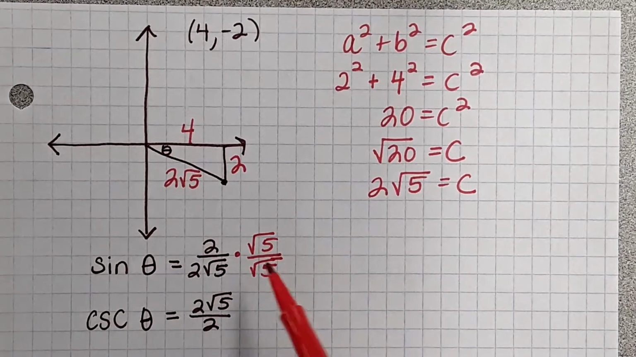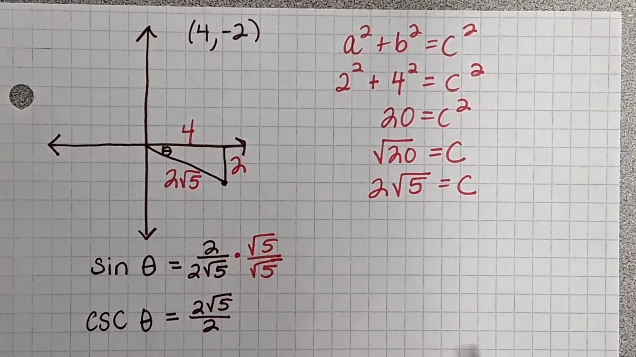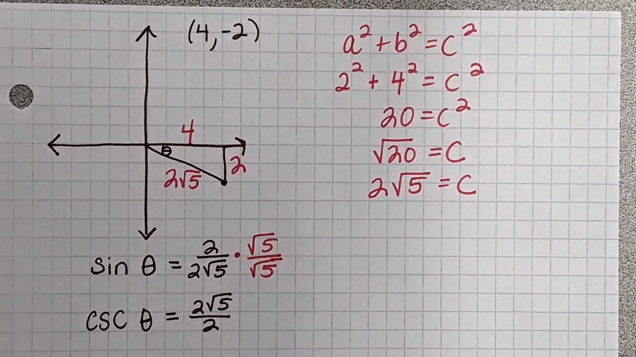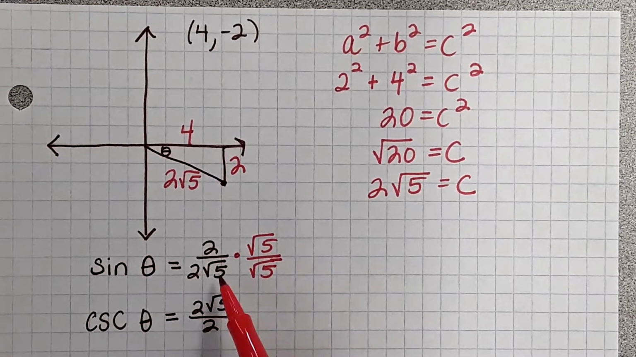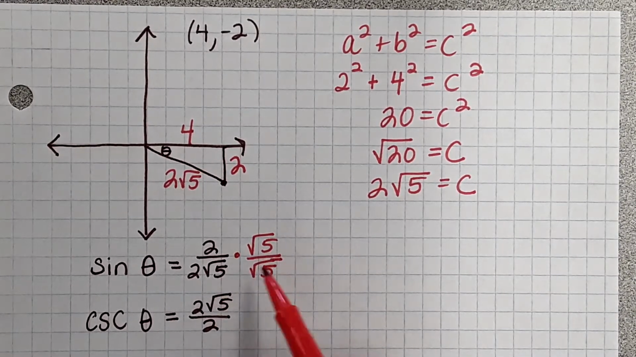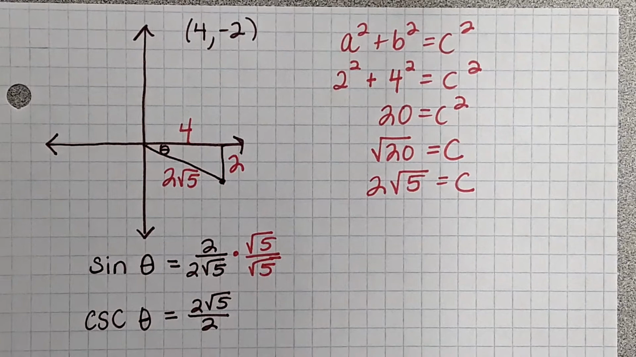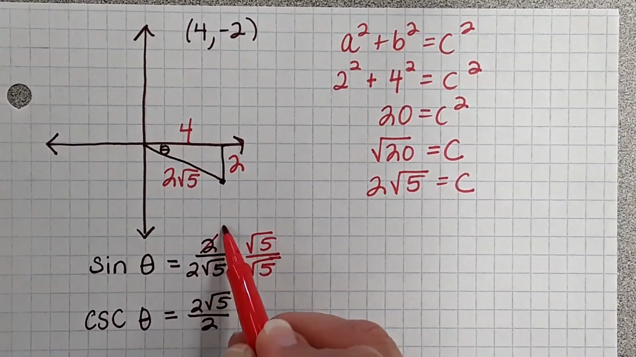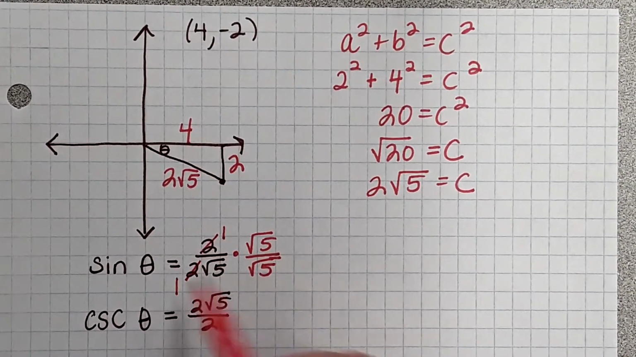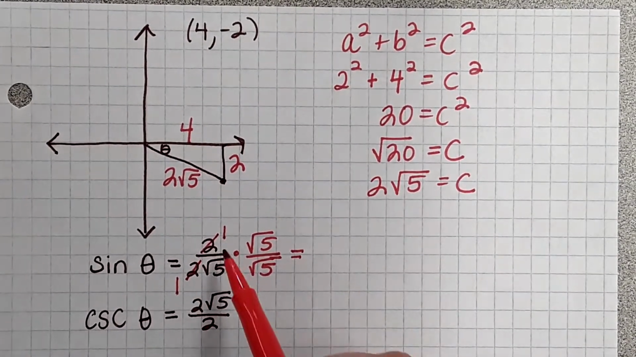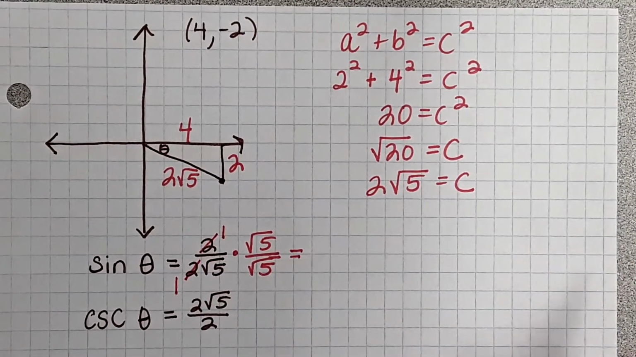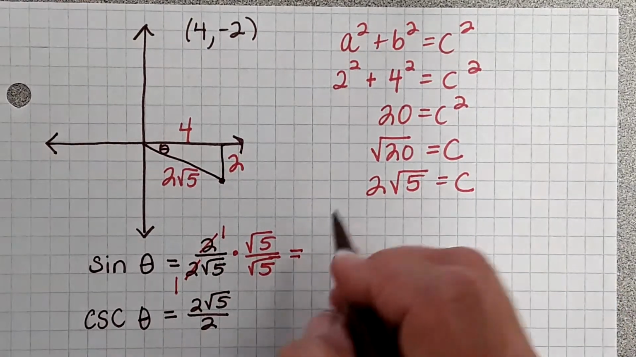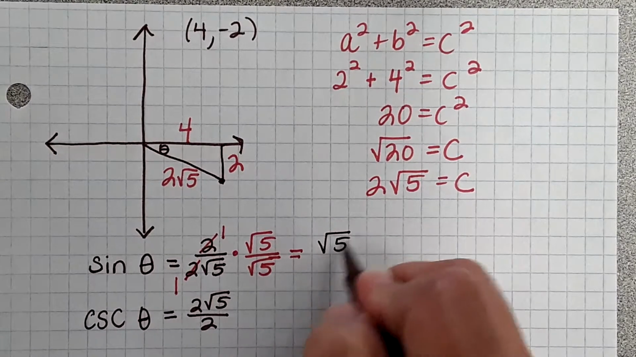Okay. So there's something else we can do. So we're going to try to do it all at once. I multiplied the top and the bottom by the square root of 5 so I can get the square root out of the denominator. But I can also reduce these 2's. 2 goes in the 2 once, 2 goes in the 2 once. Okay, so what is 1 times the square root of 5? It is the square root of 5.